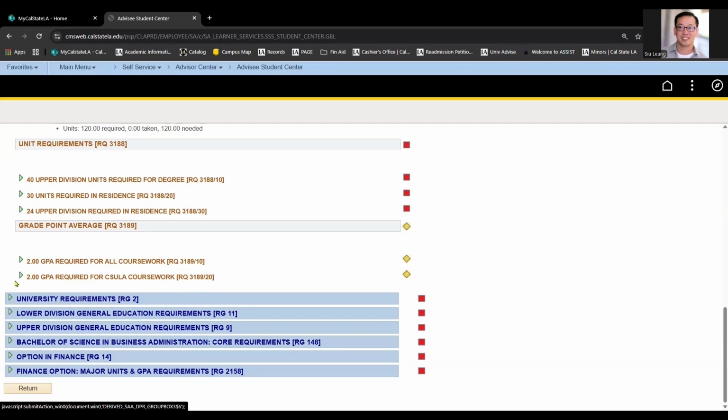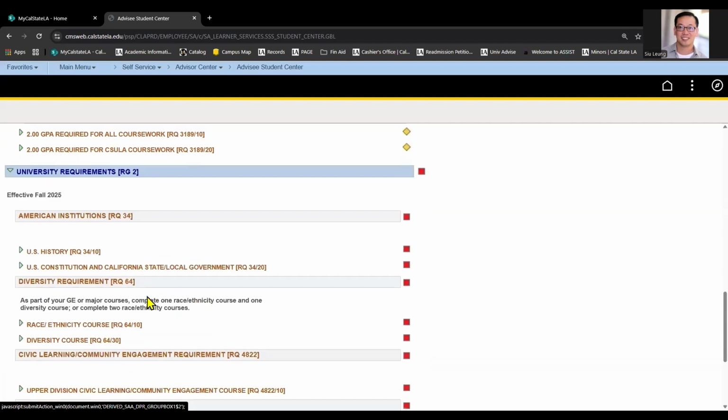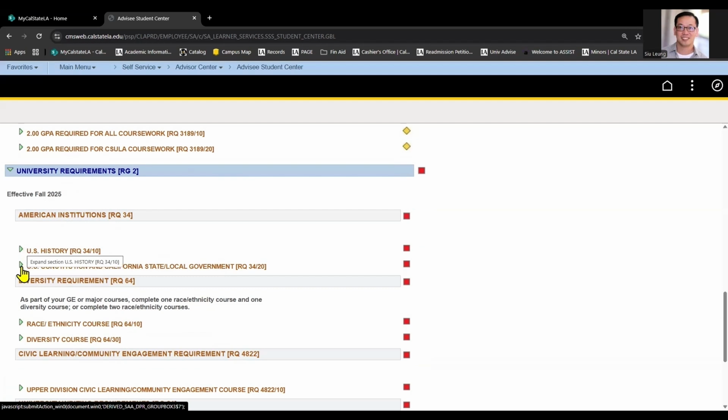All right, so I'm going to talk a bit about university requirements. So let's open that up. So when you see university requirements, we have the American Institution. That is basically 2 classes. That is your U.S. History course and also your U.S. Constitution and California state and local government. So this is key here, right? Because a lot of students might have taken a U.S. Constitution class out of state.